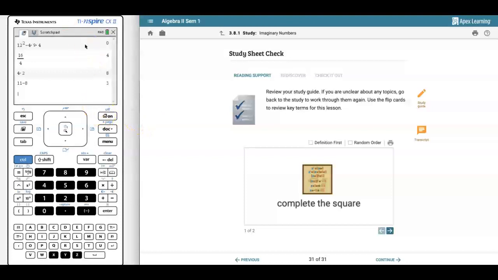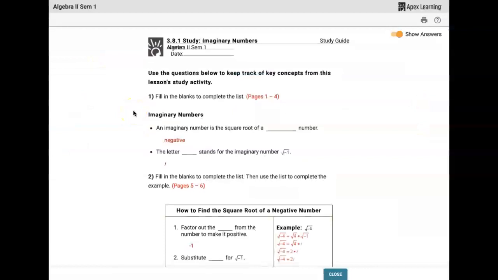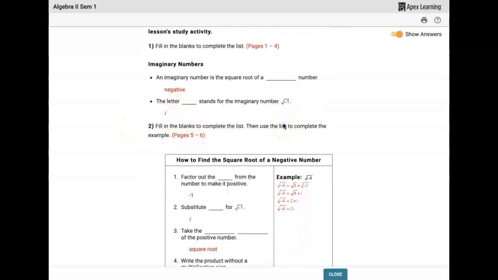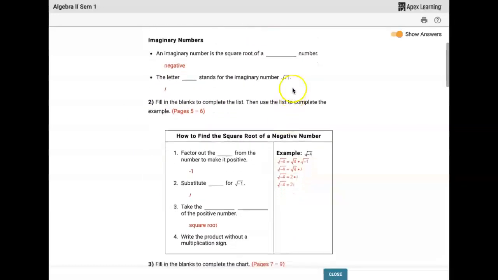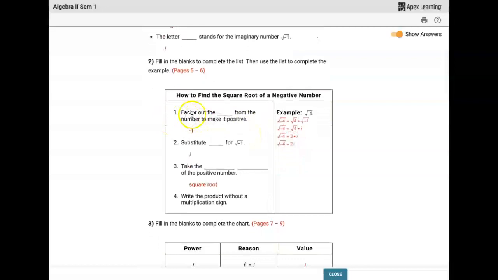Now we're going to look at the study guide and the concept check. Quickly here for the study sheet, imaginary numbers. An imaginary number is the square root of a negative number. The letter i stands for the imaginary number, the square root of -1. That's kind of our go-to here, because it's going to let us cancel some things out, since there is a pattern. To figure out the square root of a negative number, we factor out a -1 to make it a positive, then we substitute i for that square root of -1, then we take the square root of the positive number and write the product without the multiplication form.